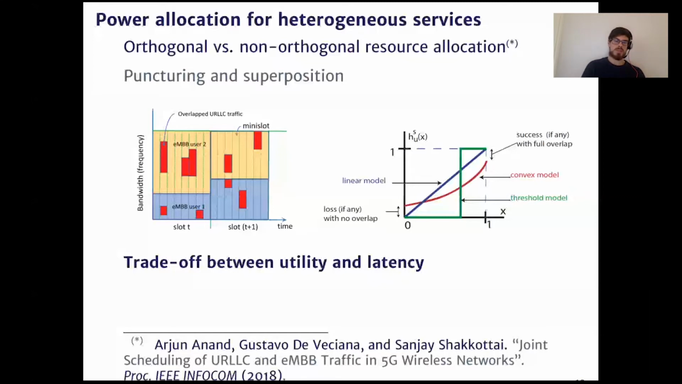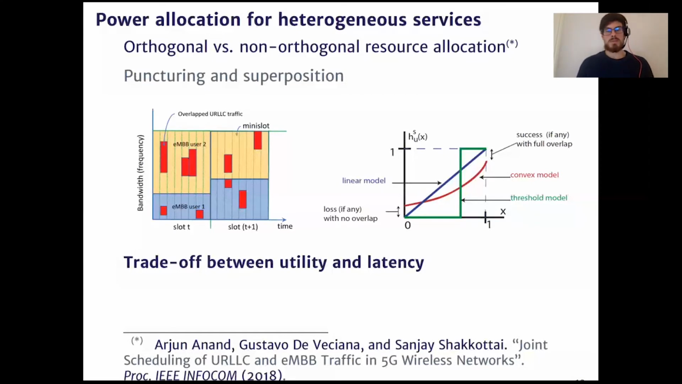Puncturing here refers to the fact that the power for the MBB user at some point will be 0. Instead, this part of the transmission will be replaced by URLLC traffic for a specific user. So power 0 for broadband, some relatively high power for the URLLC user. And superposition is similar, just in the sense that the power for the MBB user is not 0. So you have some power that could potentially be used for joint decoding or successive interference cancellation.